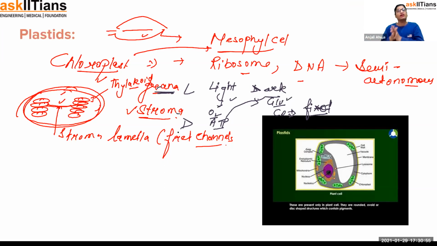In the stroma, the dark reaction happens, where CO2 comes from the air and is fixed into glucose as a product. I mean the carbohydrate product, which is later on stored as starch. That's all about the chloroplast. I hope that is clear to you.